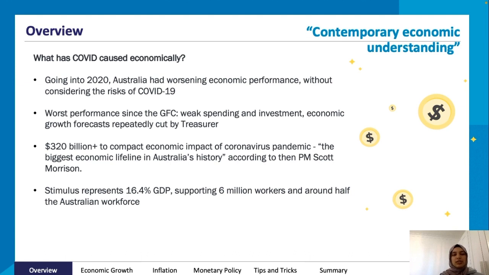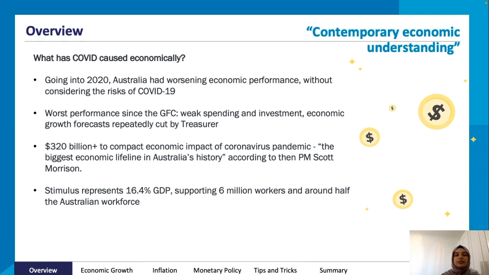So what has COVID caused economically? Going into 2020, Australia had worsening economic performance without consideration of the risks of COVID-19. So we're not even focused on COVID yet, and we were already not in a great place. That's something to have a think about. It was the worst performance we've had since the GFC. There was weak spending, consumers were not so confident, which means investment was not very high, which means we didn't have as much money circulating in the economy. Economic growth forecasts were repeatedly cut by the Treasurer, so there were a few issues around how much we're growing as an economy. There was more than $320 billion to combat the economic impact of the coronavirus pandemic.